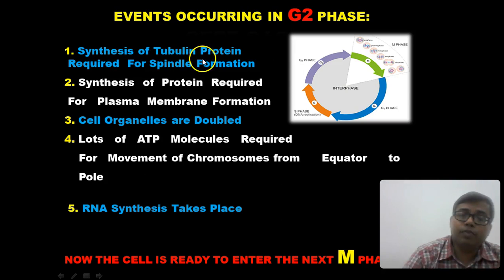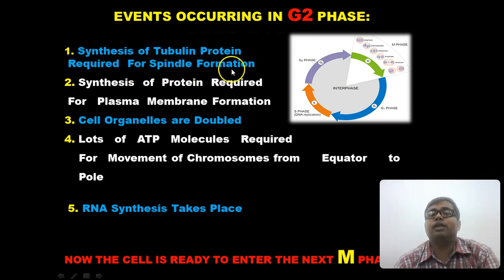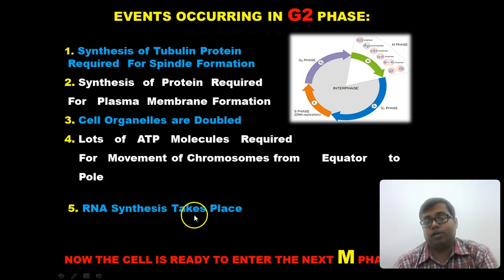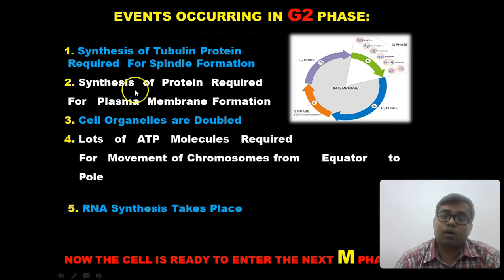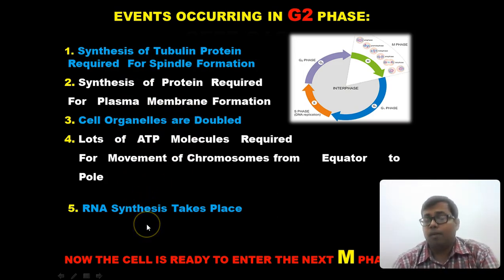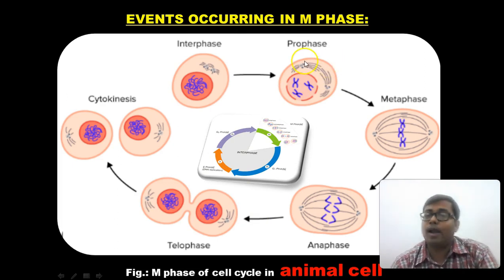First, the synthesis of tubulin protein, which is required for the spindle formation, and the synthesis of protein required for the plasma membrane formation. Cell organelles are doubled, that means replicate, in this stage, and a lot of ATP molecules are required for the movement of chromosomes from equator to the pole, and RNA synthesis also takes place in this G2 phase. So after completing those events which occur in the G2 phase, the cell is now bigger and ready to enter the next phase, that is the divisional phase or M phase or mitotic phase or mitosis phase.